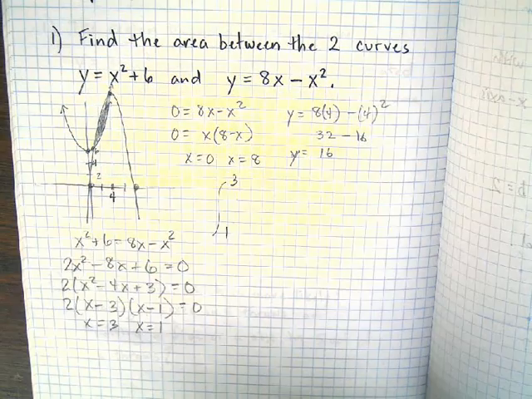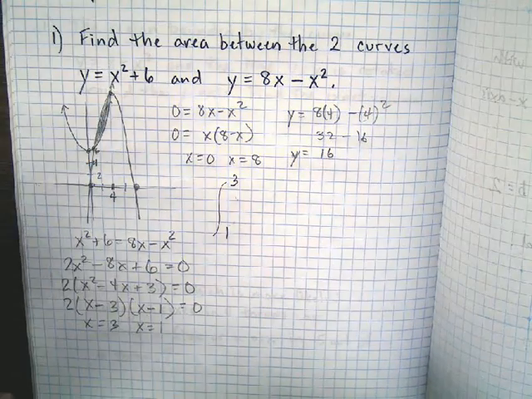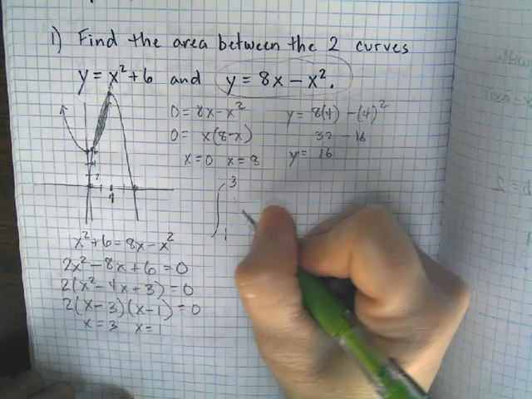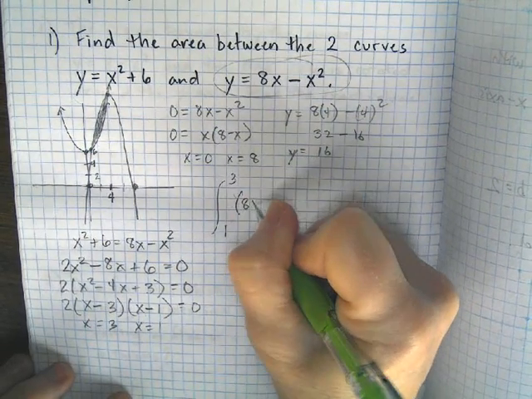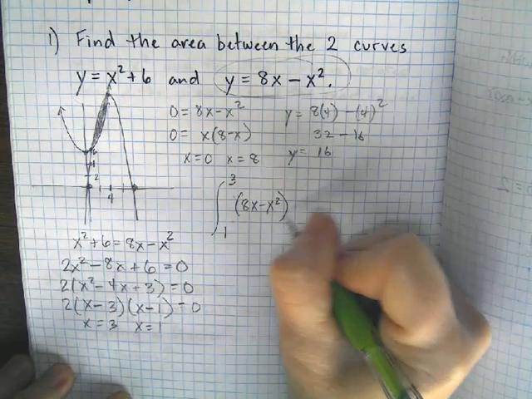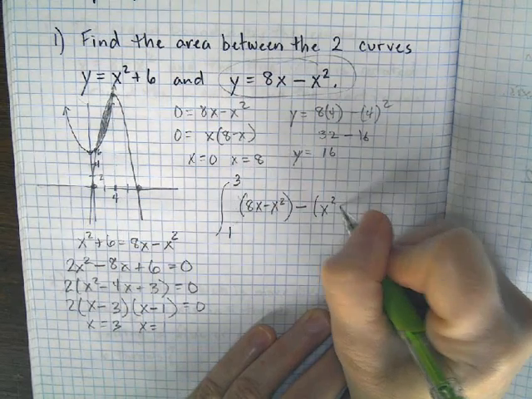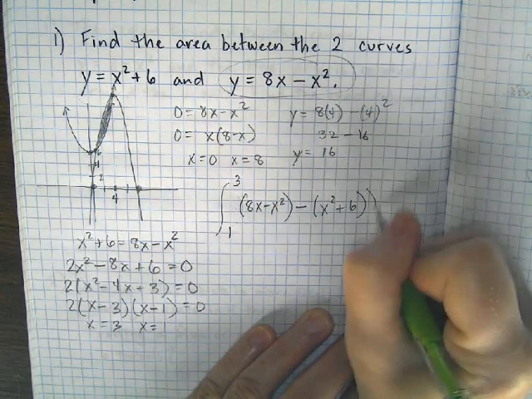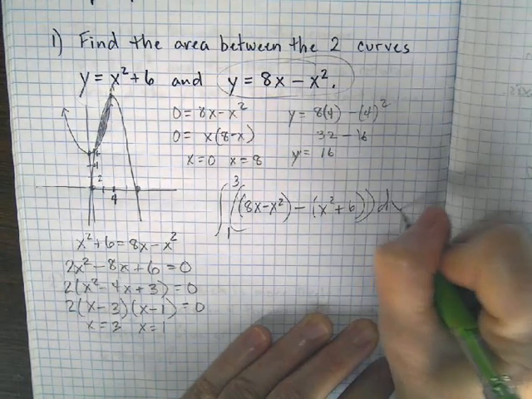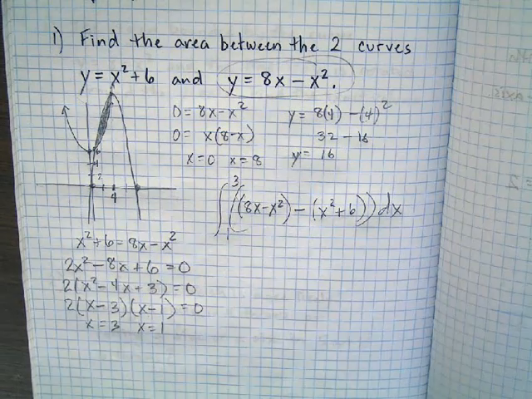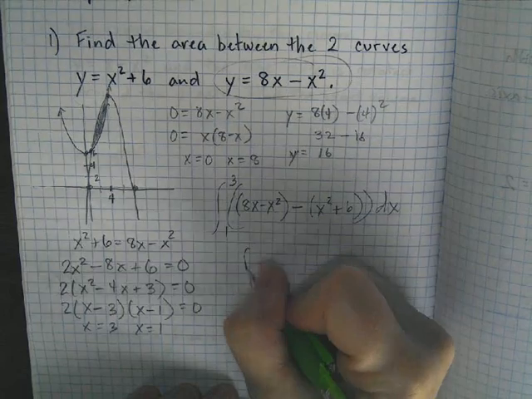And when I want the area between two curves, I take the upper curve, which is this one, and I subtract the lower curve. So I'm going to have 8x minus x squared, minus x squared plus 6, and all dx, because I'm integrating with respect to x. And let's go ahead and simplify that.